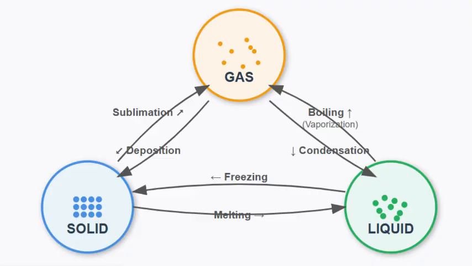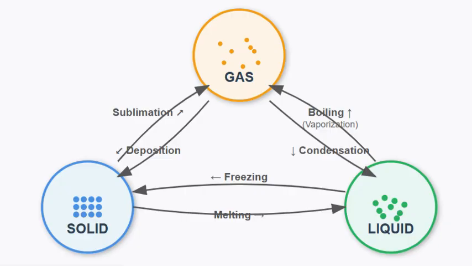The key thing to remember is these are physical changes, not chemical ones. When ice melts, it's still H2O. Its molecules just started moving differently. And then you have that special case, sublimation, where a solid just says nope to the liquid phase and goes straight to being a gas.